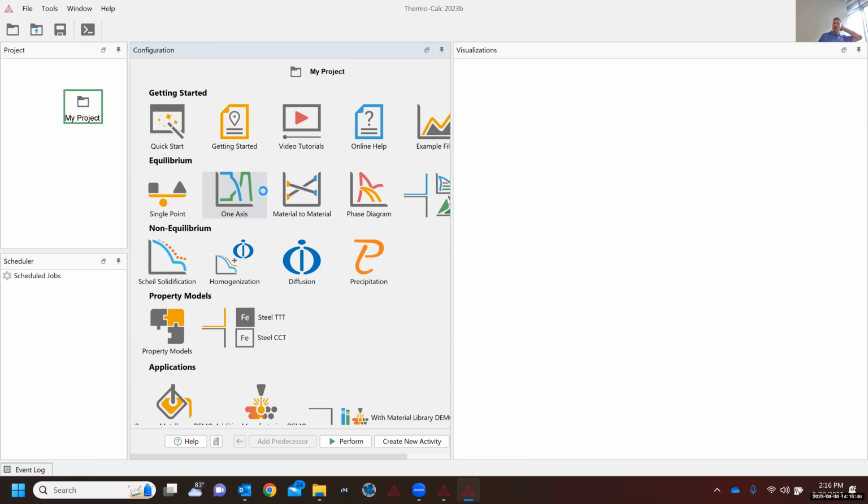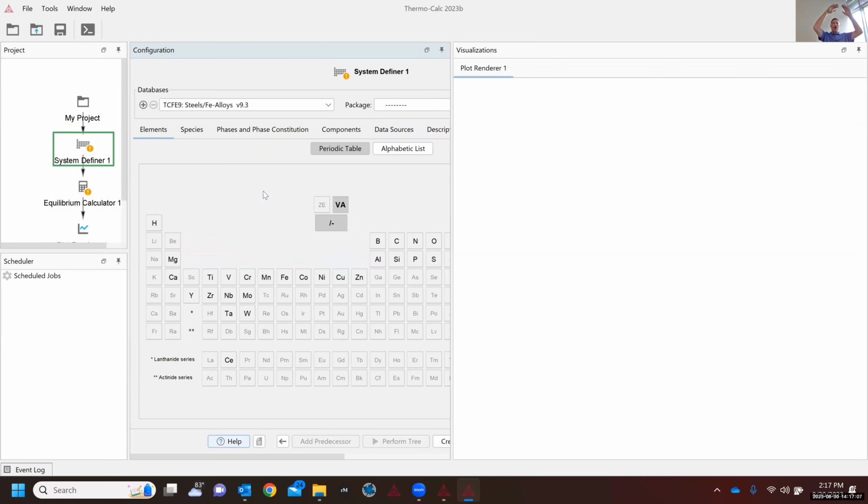But anyway, the way the CalPhaD method works, while I wait for this to load, is we start out with the pure elements. So in 1991, Alan Dinsdale published a paper that had what we call the lattice stabilities, which is basically the Gibbs free energy of all of the different elements in all of the different crystal structures. So if you go look at this 1991 paper, you go look up silver. Silver is FCC in standard conditions, room temperature, atmospheric pressure. The first free energy that it will give you is the free energy of the FCC phase. And you have this function of the free energy as a function of temperature.